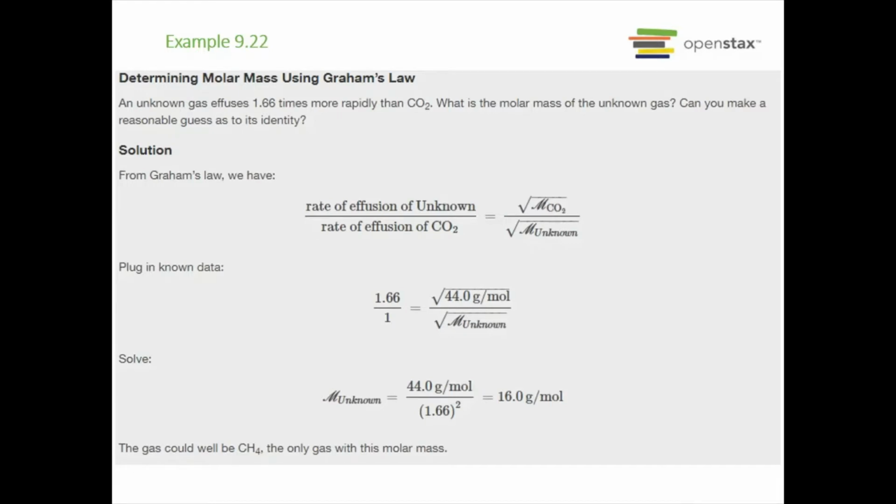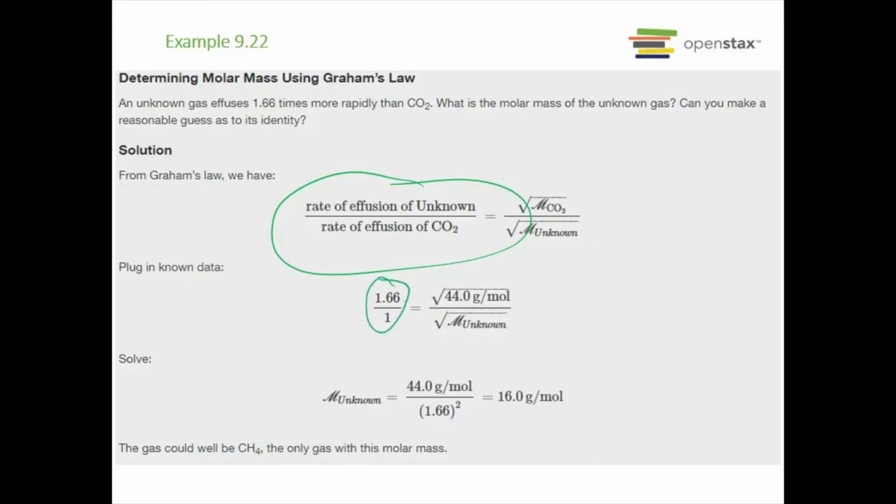And one more example. An unknown gas effuses 1.66 times more rapidly than CO2. What is the molar mass of the unknown gas? And try to guess its identity. So we're going to use Graham's law. The rate of effusion of our unknown divided by the rate of CO2 is equal to the square root of the molar mass of CO2 divided by the square root of the molar mass of the unknown. We know that the ratio of the unknown to CO2's rate of effusion is 1.66 to 1. Okay, it's 1.66 times as rapid as CO2.